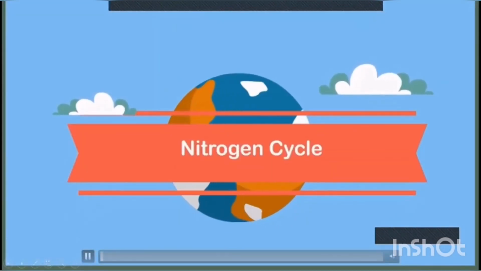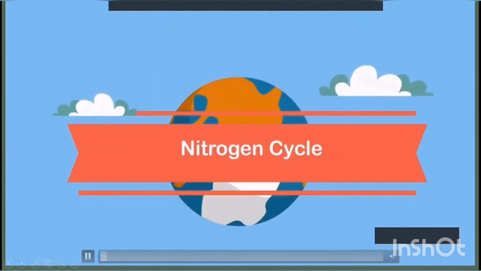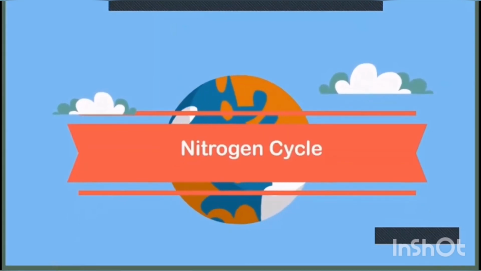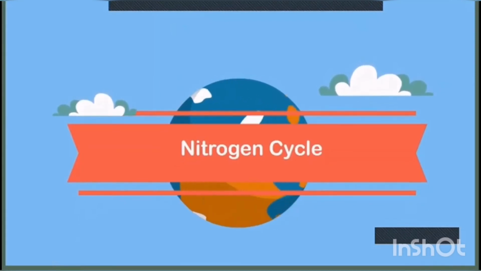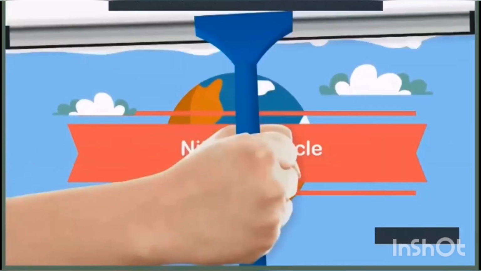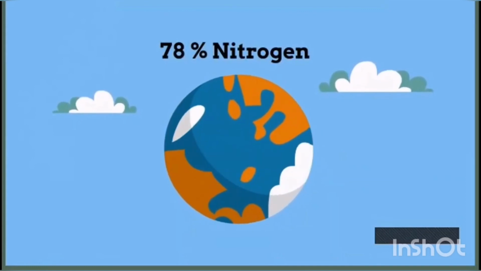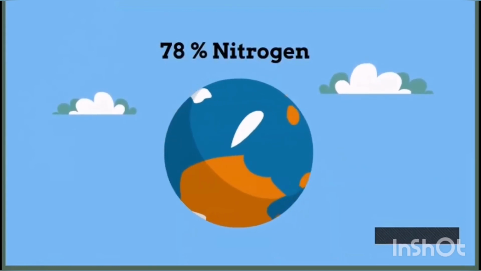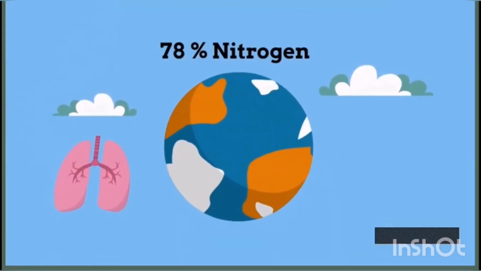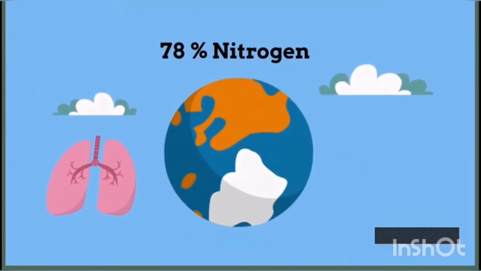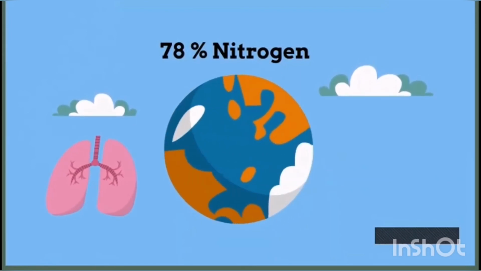Welcome to Moo Moo Math and Science. In this video, I'd like to talk about the nitrogen cycle. Our atmosphere is made up of 78% nitrogen. We need the nitrogen for our DNA and for proteins, but we just can't breathe in the nitrogen like oxygen. We must absorb our nitrogen in our food.